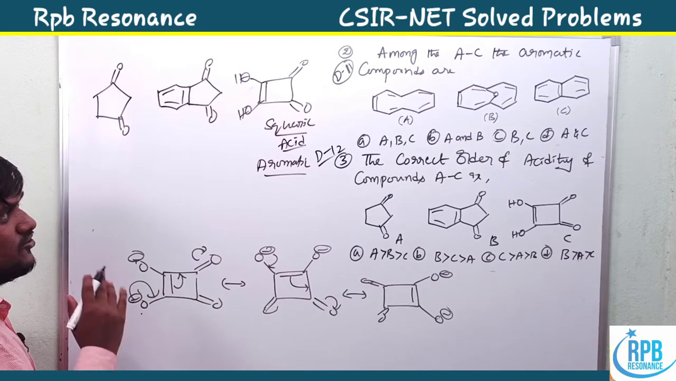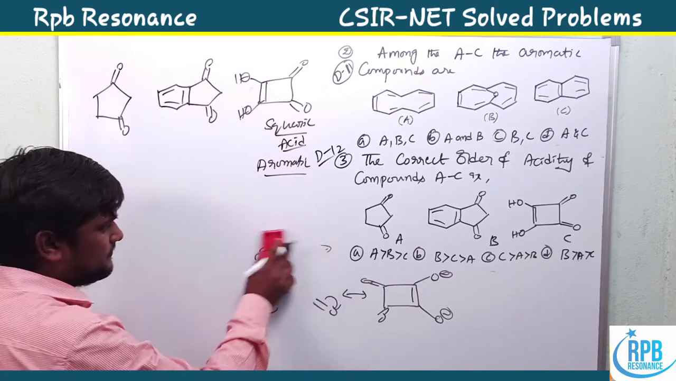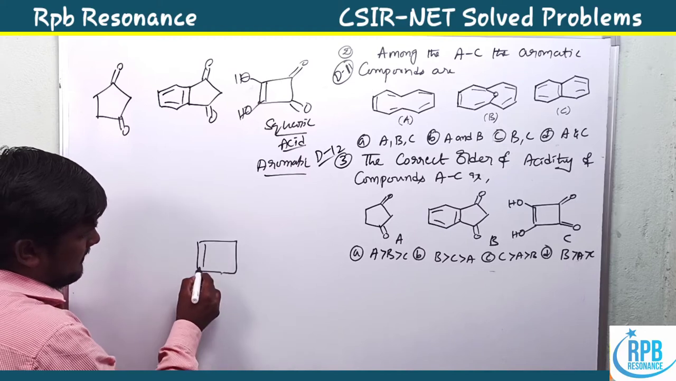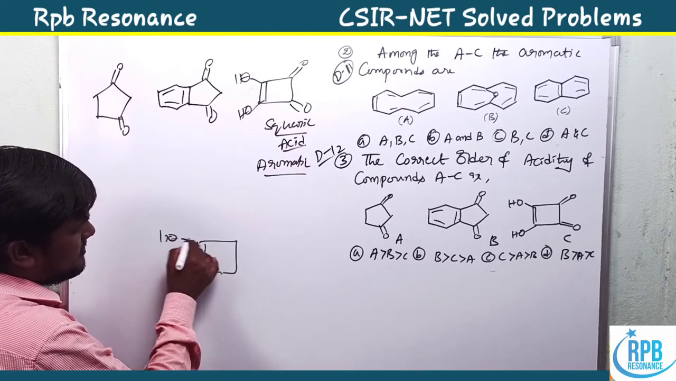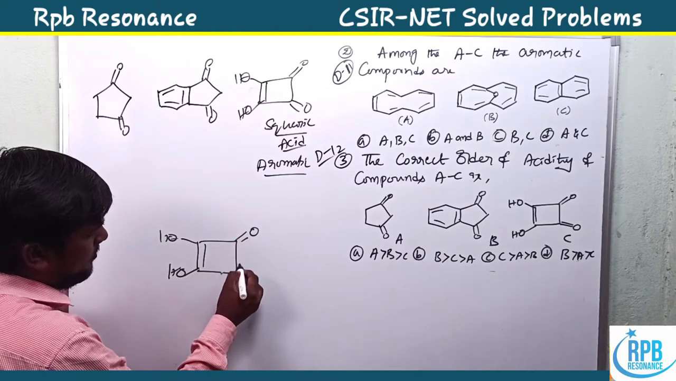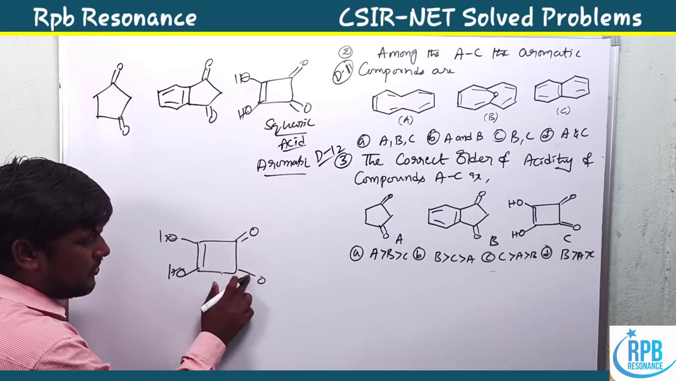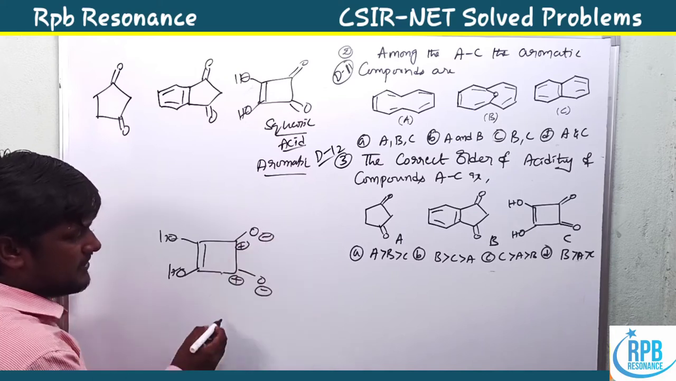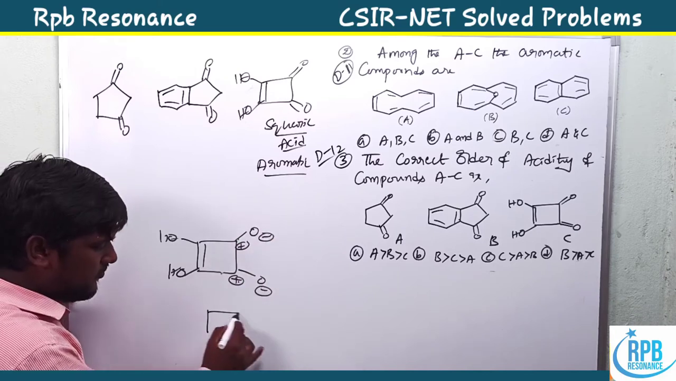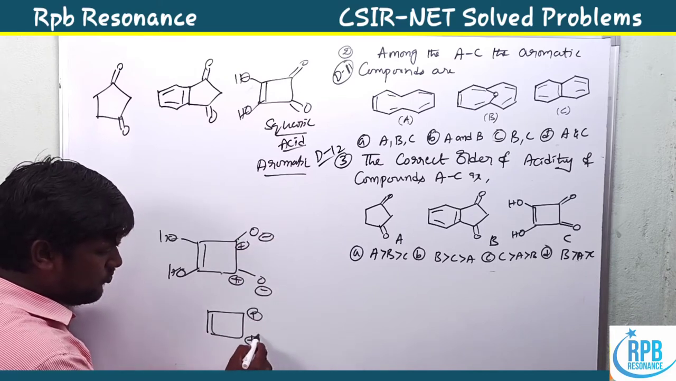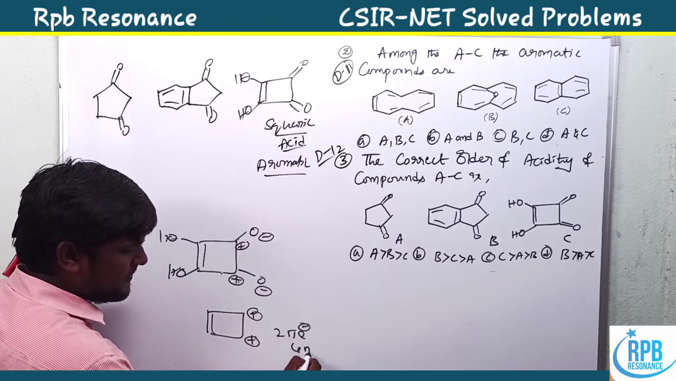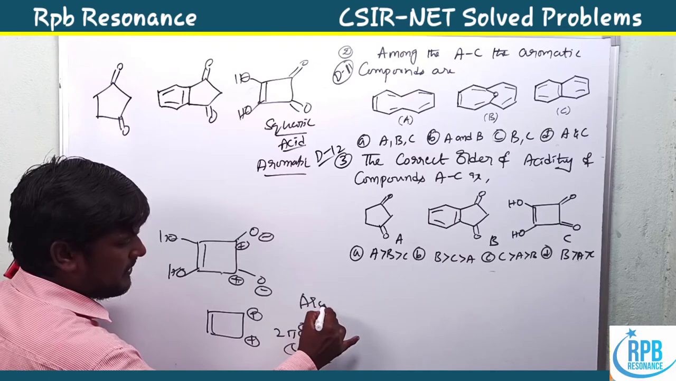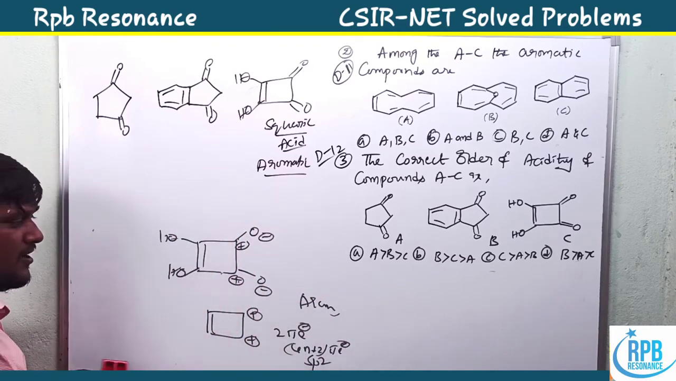Let us consider whether these systems are aromatic or not. Here this is squaric acid, OH, OH, and the double bond O notations have plus and minus. That means here there are two cations. So the four-membered ring with two cations has two pi electrons. Two pi electrons obeys the 4n plus 2 pi electronic system. All are sp2, so it is aromatic in nature. So squaric acid is aromatic in nature.